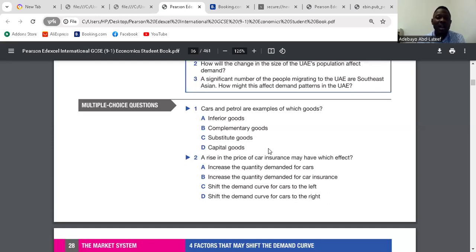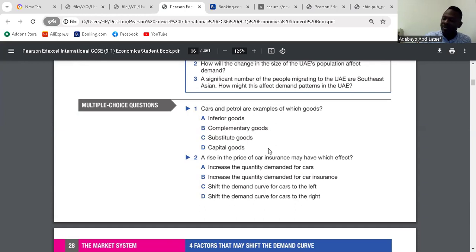Question 2. A rise in the price of car insurance may have which effect? They said a rise in the price of car insurance. Car insurance will affect demand. Car insurance is not something you just buy. It's a complement. Without you having a car, you don't talk about car insurance.